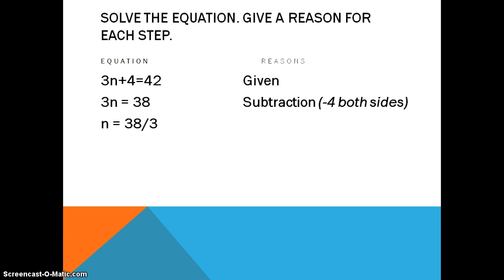Next step to get n by itself would be to divide by 3 on both sides. So my answer is n is equal to 38 divided by 3. I left this as a fraction because if you tried to enter this into your calculator, you would get a repeating decimal. So what did I do for that last step? I did division. I divided by 3 on both sides.